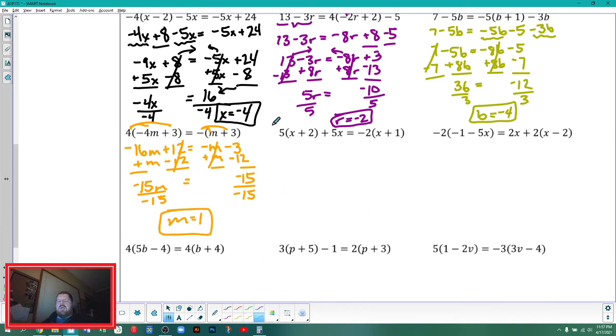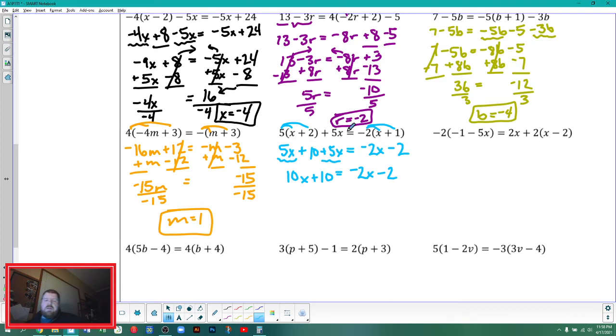Awesome. Next one, let's distribute. I will have a like term to deal with out here. 5x. 5 times 2 is 10. Plus 5x equal to -2 times x is -2x. -2 times 1 is -2. Let's combine our like terms over here, 5x and 5x. We have 10x plus 10 equals -2x minus 2.